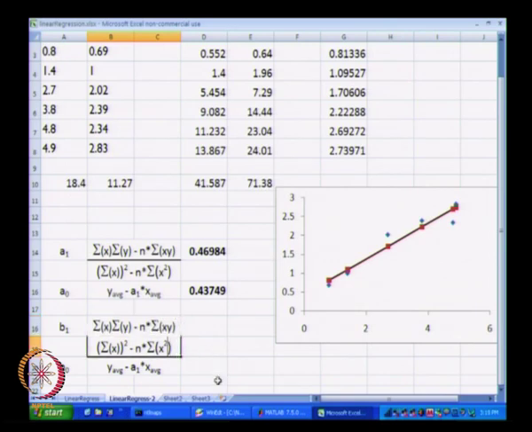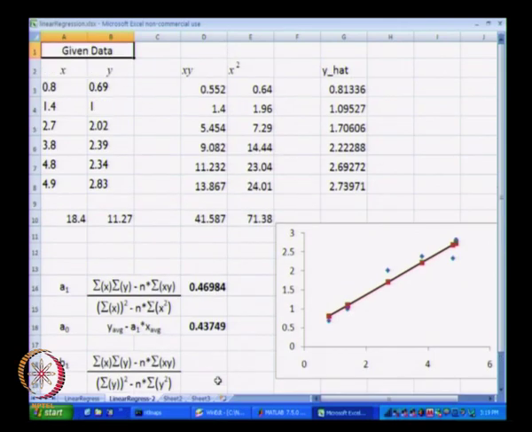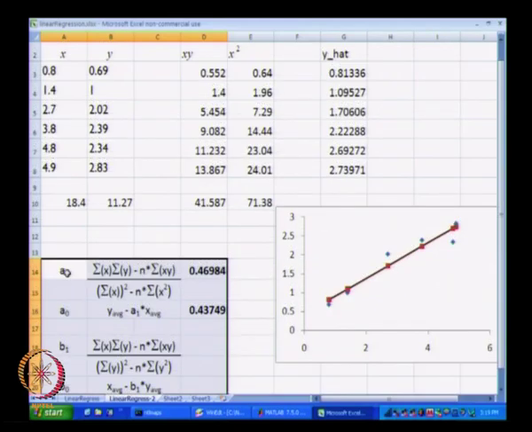However, in the denominator we will have summation of y the whole squared minus n times summation of y squared. That is going to be different in this case, and b0 is going to be nothing but x average minus b1 multiplied by y average. This is going to be our value b0. So those are the two main differences that we will have in this particular example.